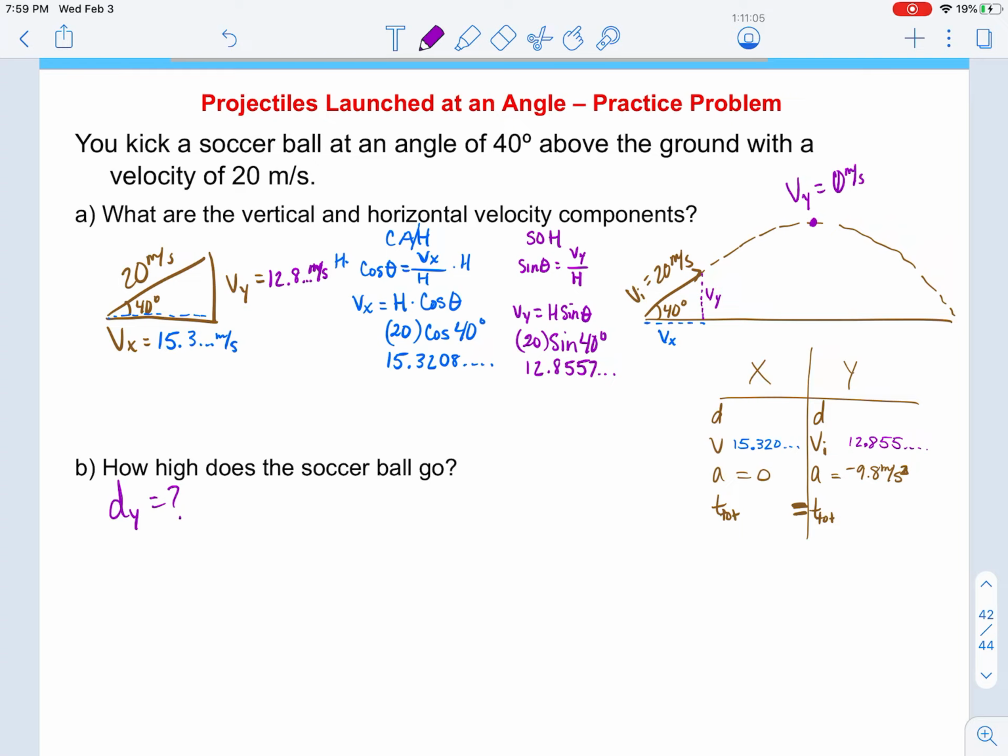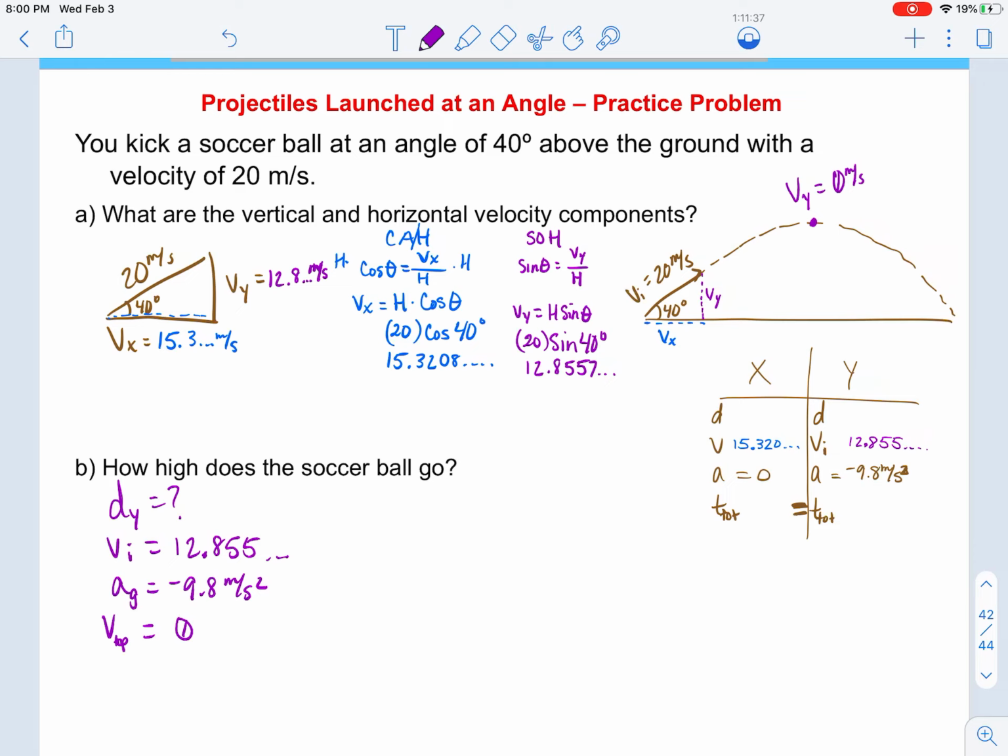I have my XY chart over here to the side. I'm going to rewrite it just to help us stay focused on what information we have for this particular question. So the D is what it is asking me to find. My VI is something around 12.85. My acceleration is gravity. And I know that at the highest point, my velocity is 0. This question is asking me to solve for the height.